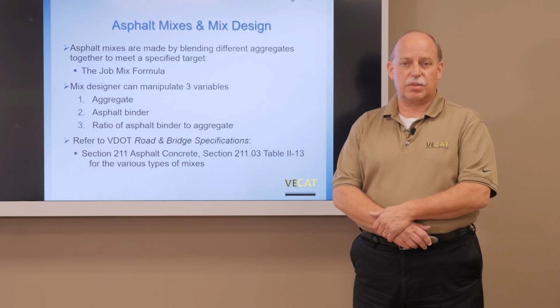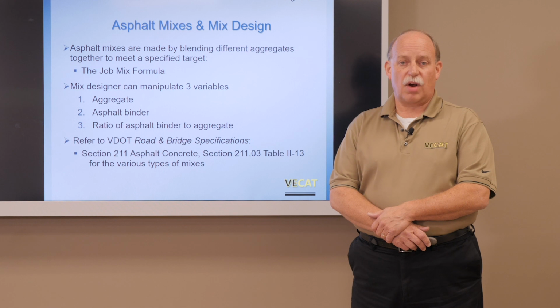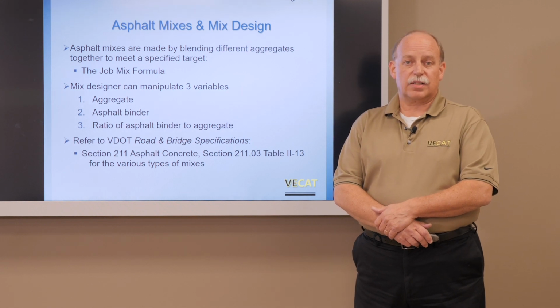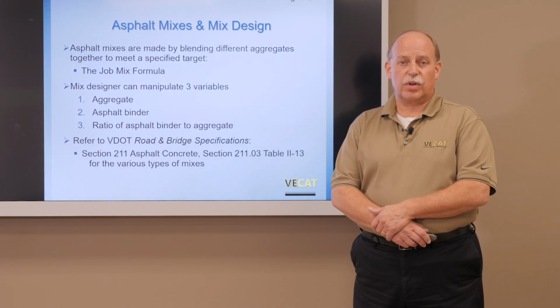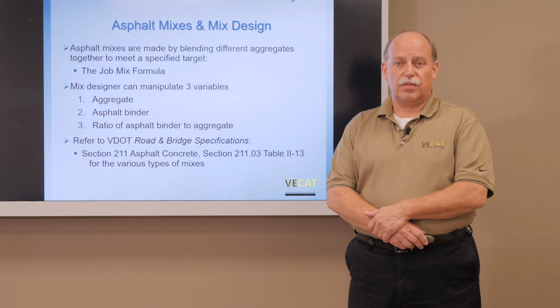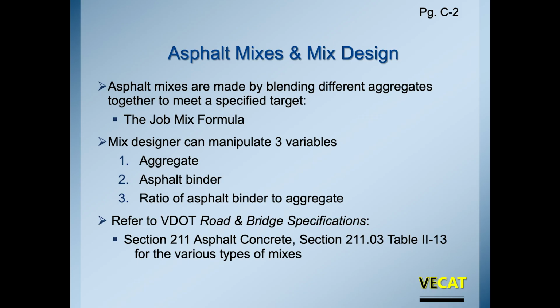You need that mix to be durable, you need that mix to be crack resistant, and you need it to last a long time so that we don't have to get back out on the roadway very quickly. To do that, we take a blend of different aggregates together, and we try to meet a specified target for the various mixes. Surface mixes have a specific target. We have intermediate type mixes, and we have base mixes that we'll get into further when we talk about some of the specific requirements for each type.